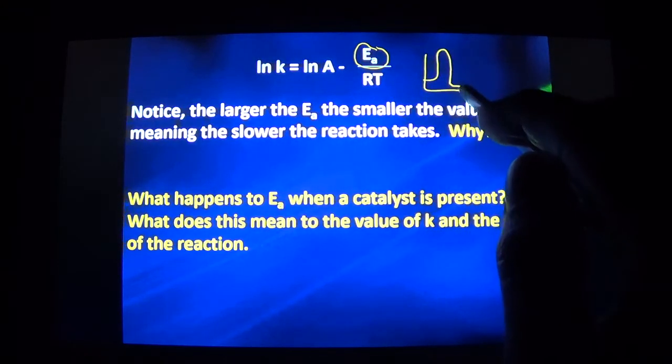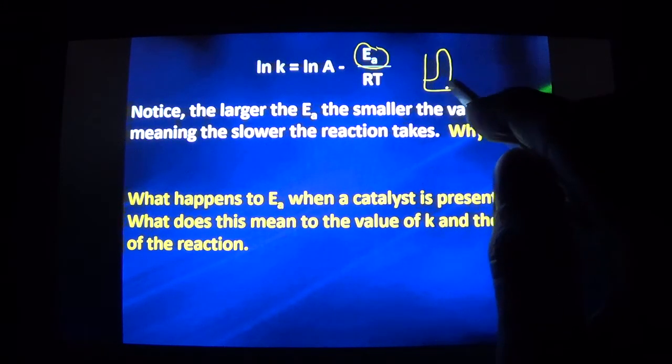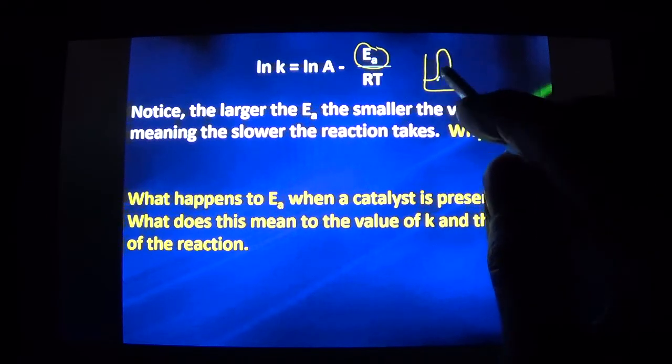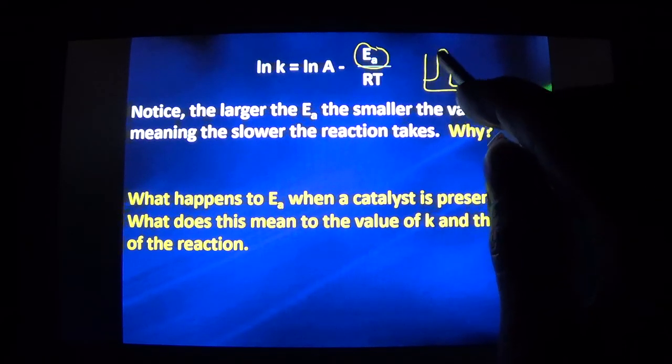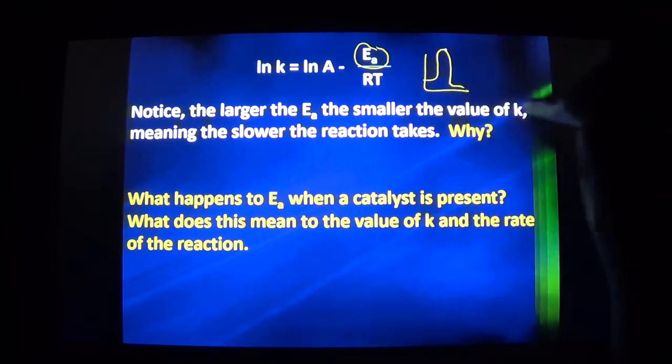And so we definitely get a slower reaction, and we can see that by this calculation, and we would be able to see that in an energy diagram, or hill diagram, and say, you know, it's going to take a lot more to get the molecules up that hill.